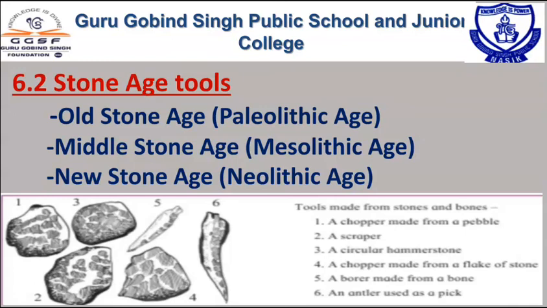Stone Age people. Number one is a chopper made from a pebble. Then you can see a scraper, and a circular hammer stone is also there. Number three, a chopper made from a flake of stone. Again, a borer made from a bone. And the sixth one is an antler used as a beak. Okay.